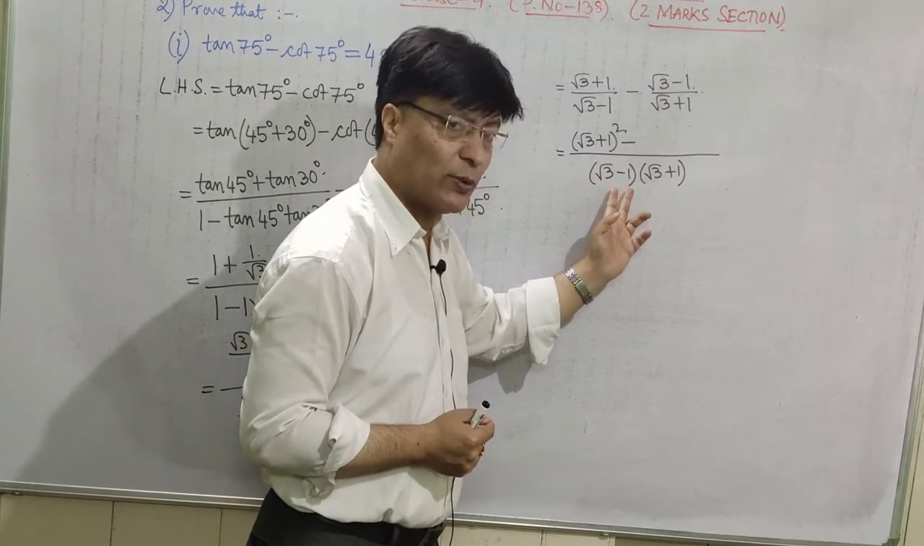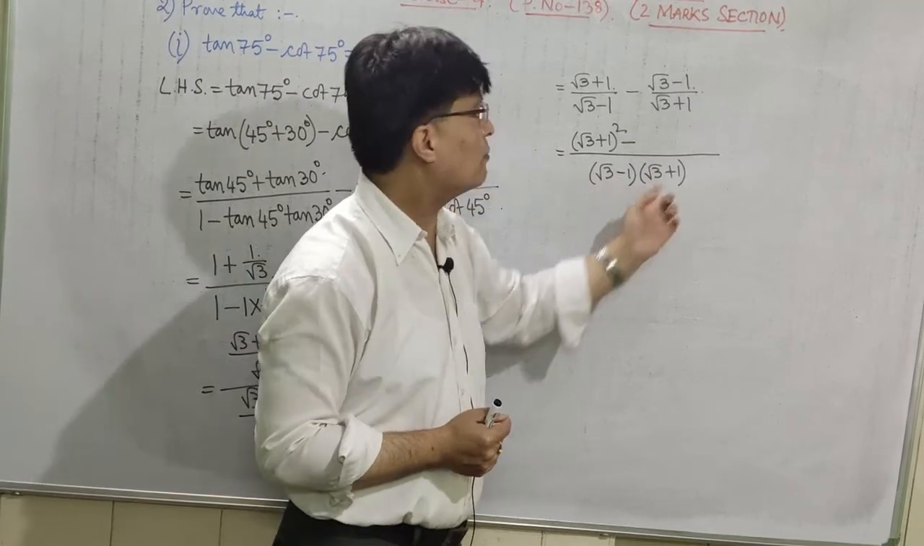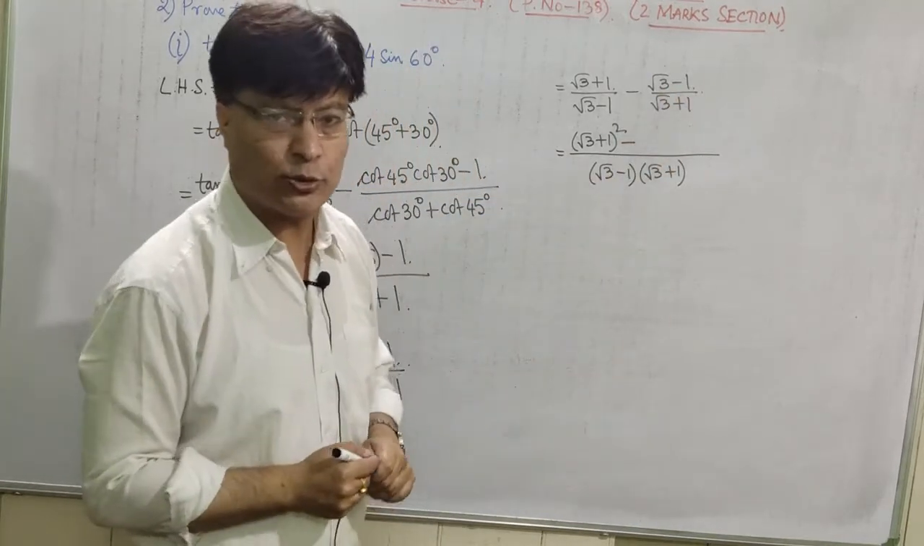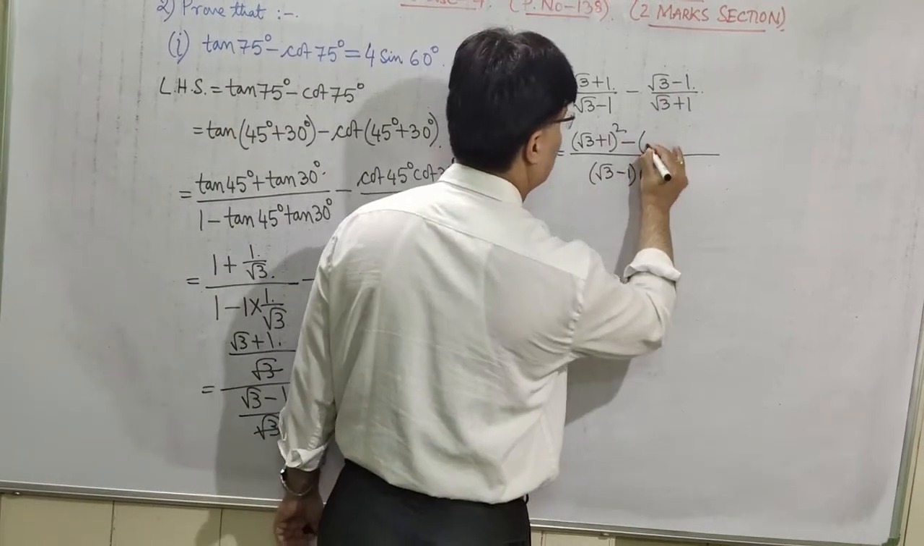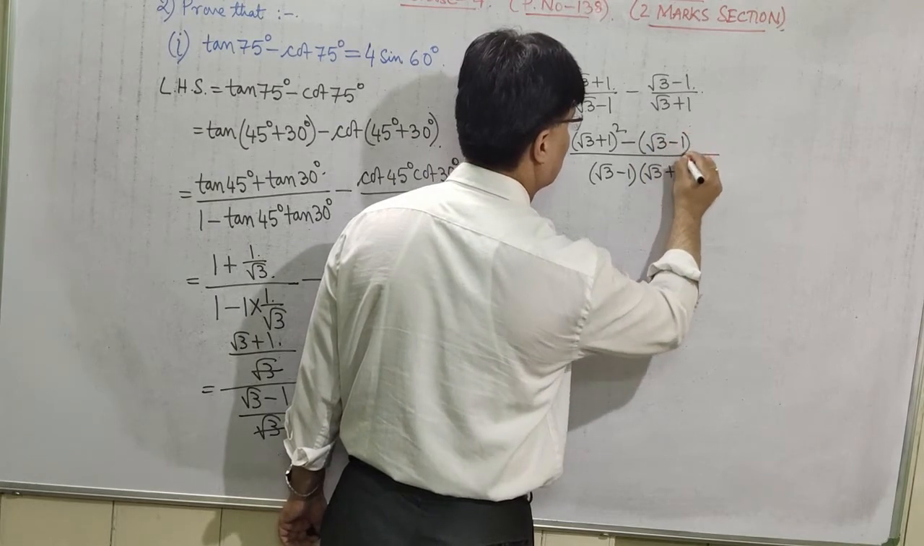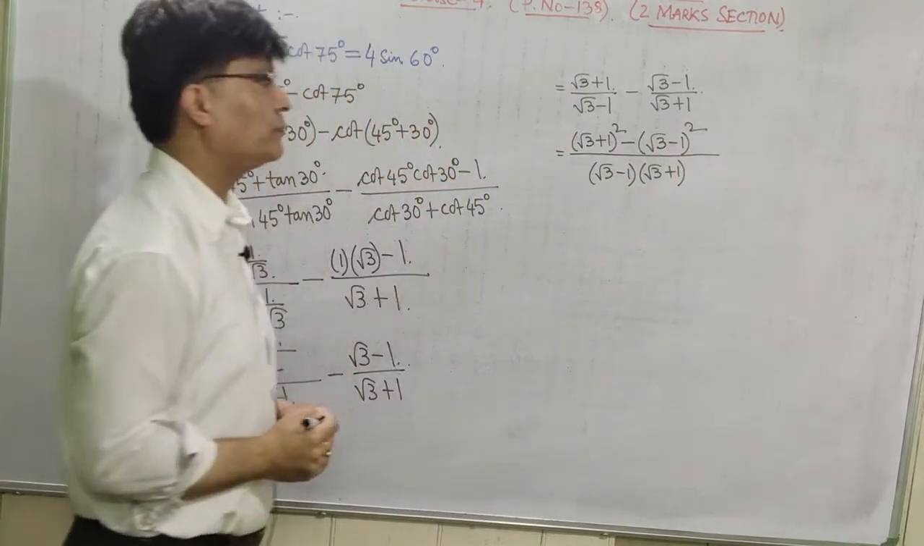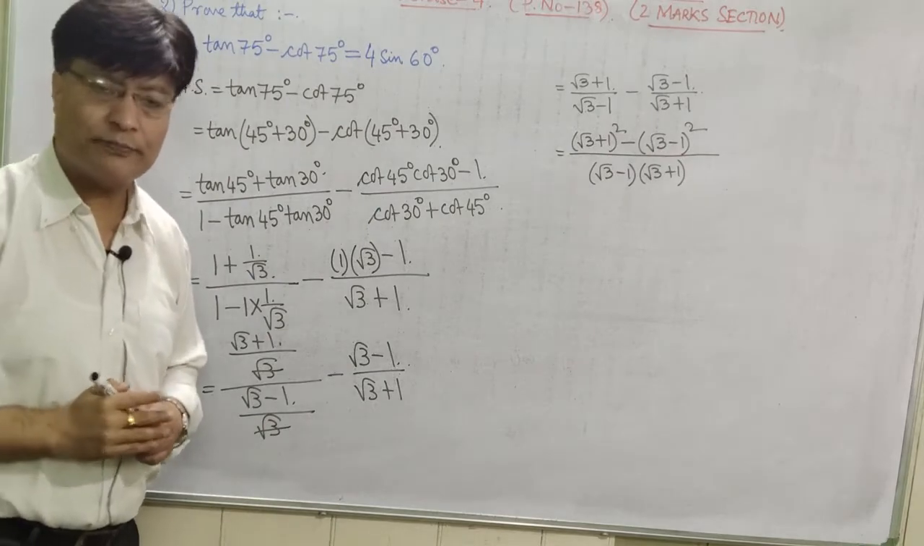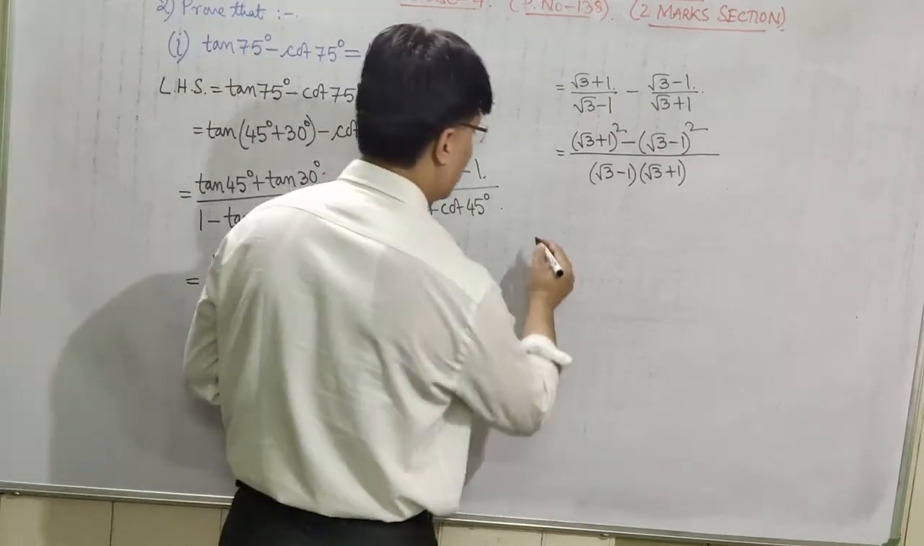You will get root 3 minus 1. And this root 3 minus 1 must be multiplied by the numerator. That is root 3 minus 1. So this is root 3 minus 1 whole square. Is that understood now? So let us simplify it further.